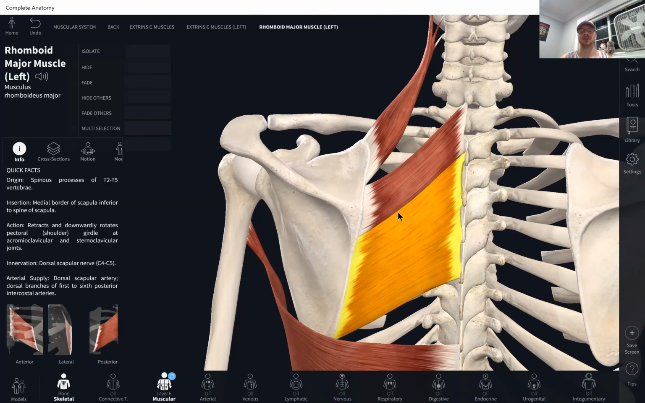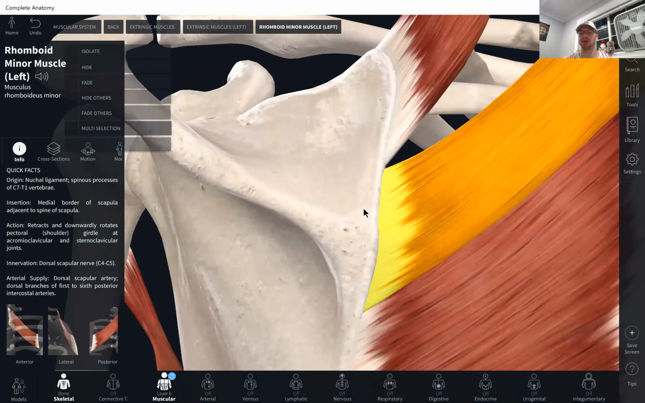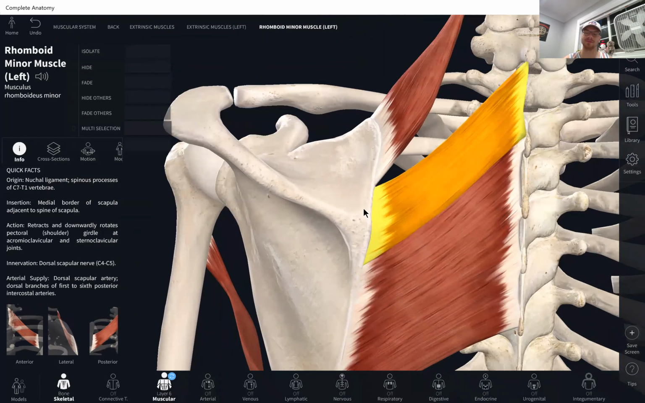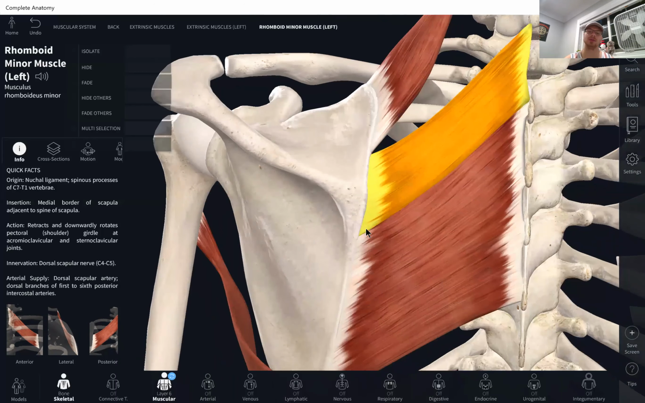And our last muscle sits atop the rhomboid major, and that's going to be our rhomboid minor, originating from C7 to T1 spinous processes, and inserting into the vertebral border of the scapula right at the level of the spine. The functions here are the same as the rhomboid major: scapular adduction, scapular downward rotation, and scapular elevation. And the innervation is also the same here, coming from C5, dorsal scapular nerve.